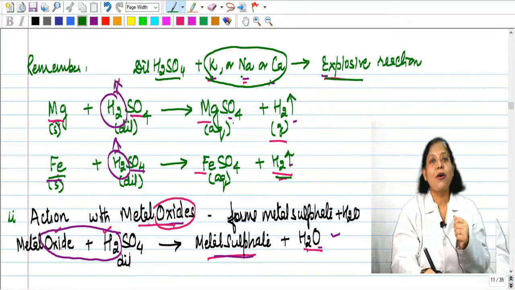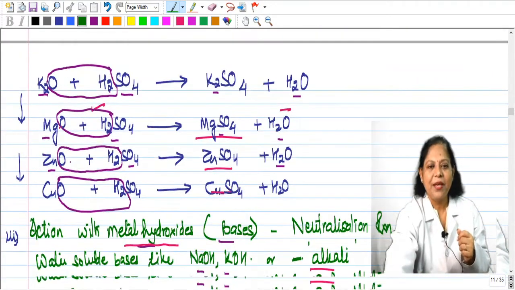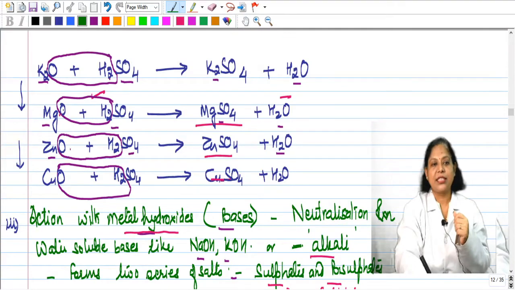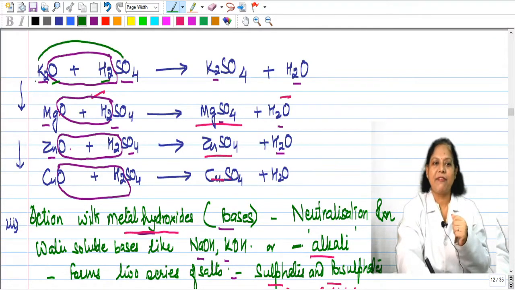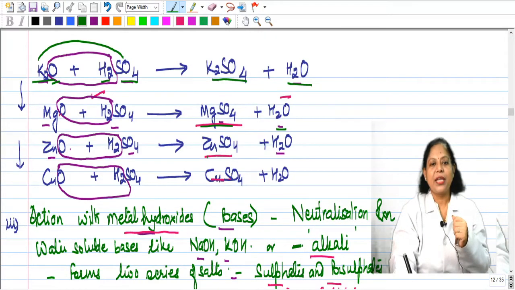Now, if you do not take metal, you can take metal oxide. If you take metal oxide, what will you get? The oxide of the metal and hydrogen of sulfuric acid will form water, and you will get metal sulfate. So when we take oxides of potassium, magnesium, zinc, copper, the oxides will combine with hydrogen to form water and you will get metal sulfate. So you will get potassium sulfate and water, or magnesium sulfate and water, or zinc sulfate and water, or copper sulfate and water.